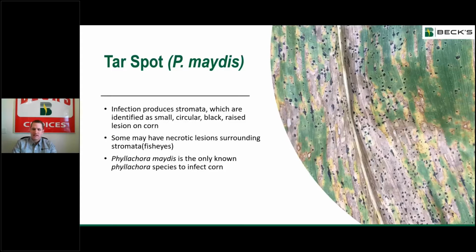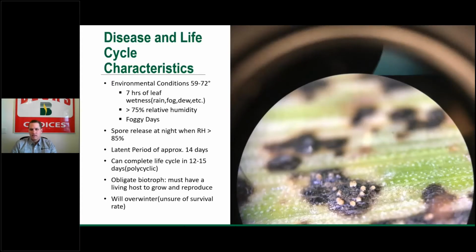This Phyllachora maydis is the only Phyllachora species that's known to infect corn. So they have a very narrow host range, and there's other Phyllachora species that infect different cereal grains, different grass crops, things like that. But this one is very specific to corn being the host. So how do we get it? Well, where it came from can be debatable, but what we do know is that we do have it throughout most of Illinois, and it does follow a specific life cycle and has different characteristics on the environment in which it's going to cause the infection.